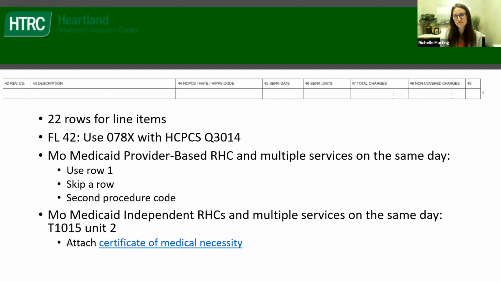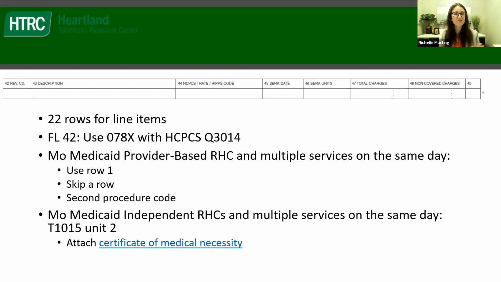variation on how the state Medicaid agencies handle reporting things for RHCs and FQHCs. And we'll walk through quite a few examples of how their rules are different. For Missouri Medicaid, for example, they distinguish between a provider-based rural health clinic, so one that operates and functions like an outpatient department of a hospital, versus an independent rural health clinic.